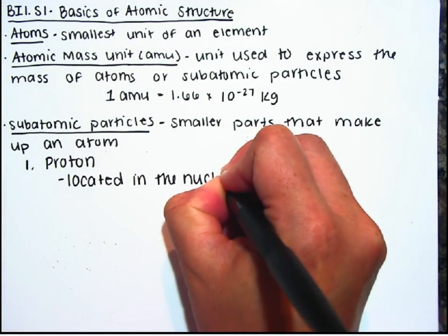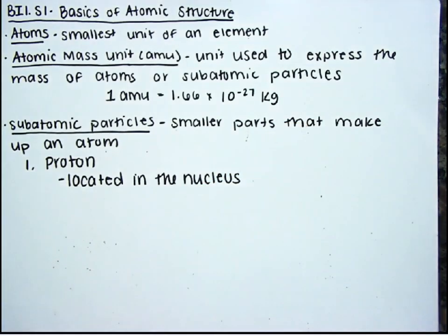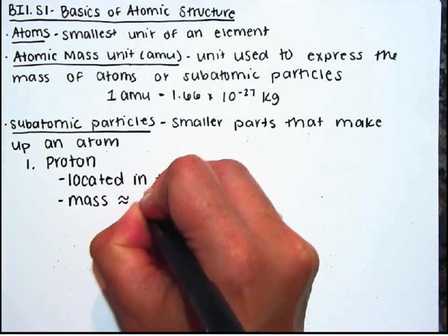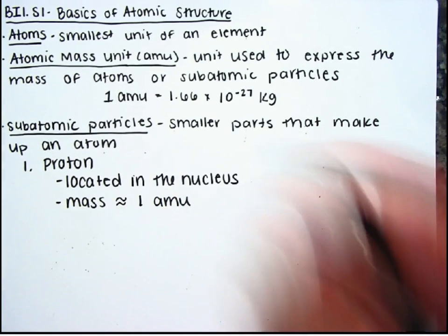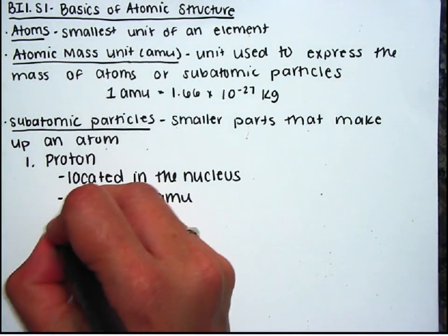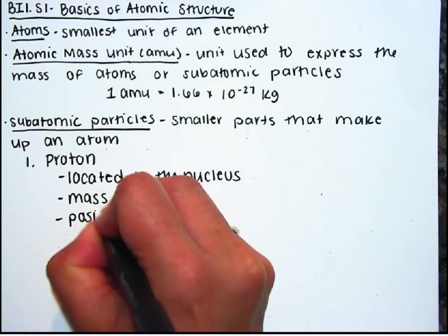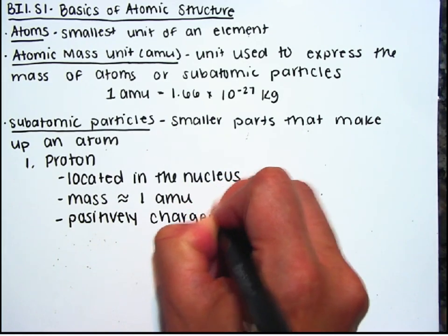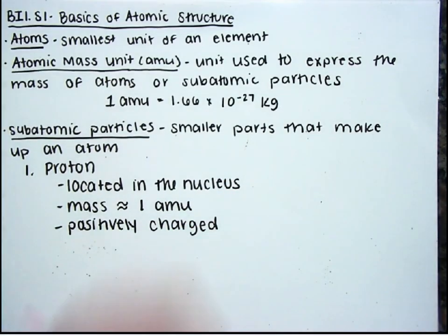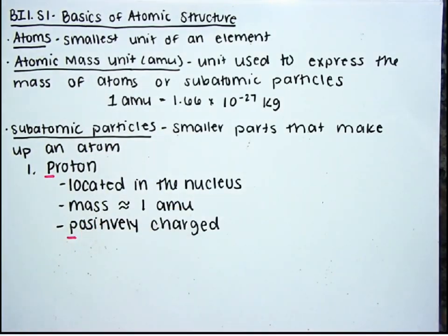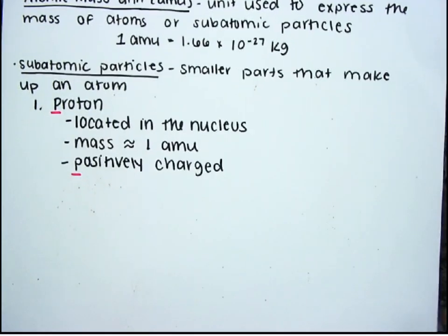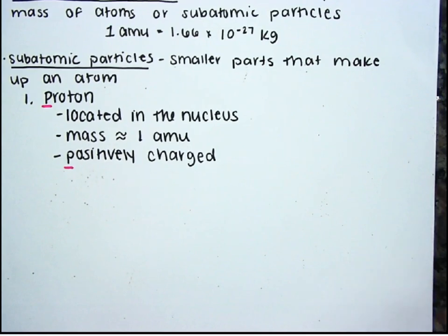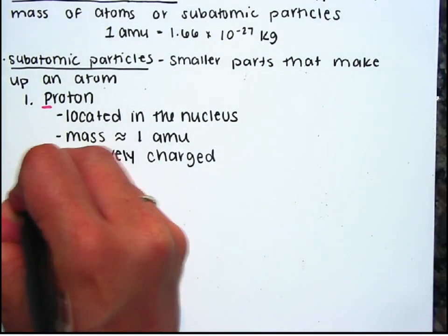in the nucleus. The mass of a proton is approximately 1 atomic mass unit. And protons are positively charged. So that should be easy to remember because proton and positive both start with P. So protons are located in the nucleus. Their mass is approximately 1 atomic mass unit, and they are positively charged.